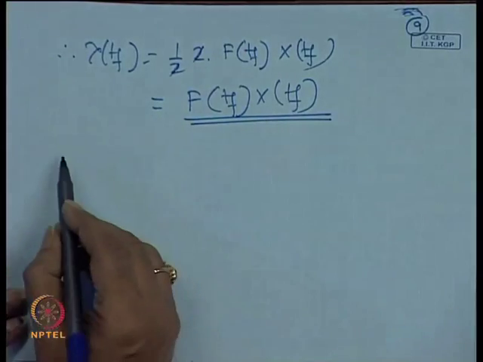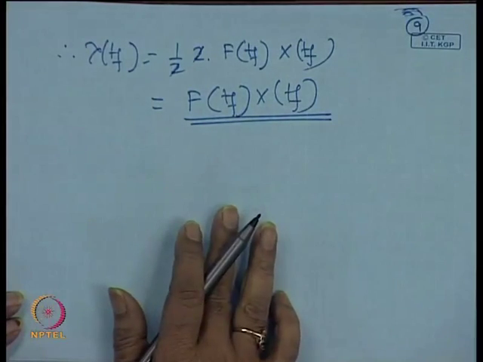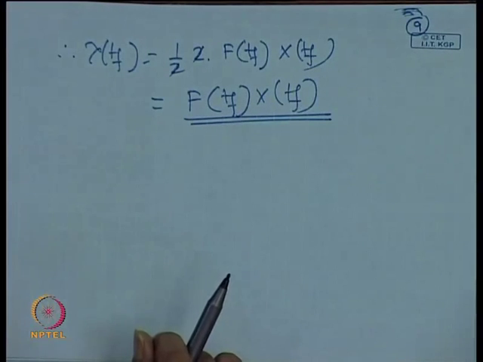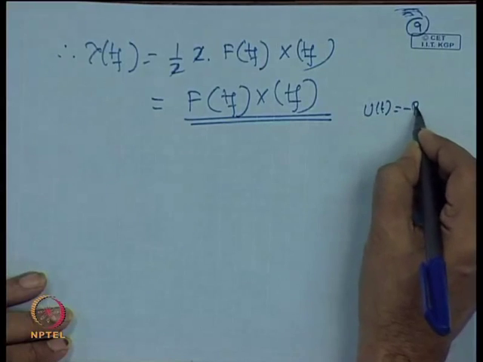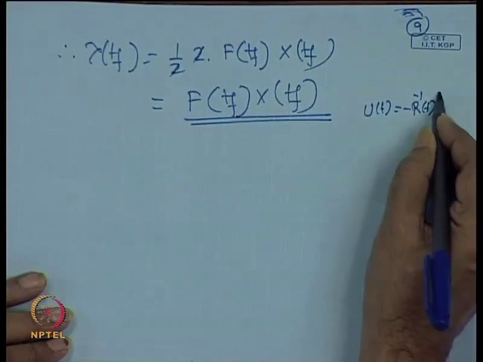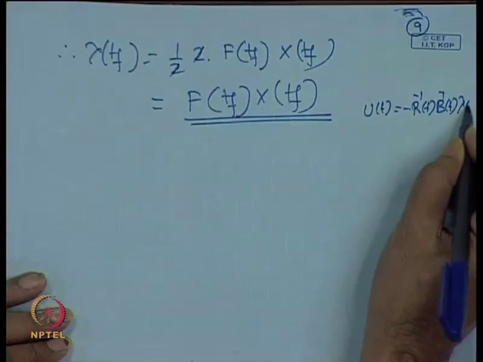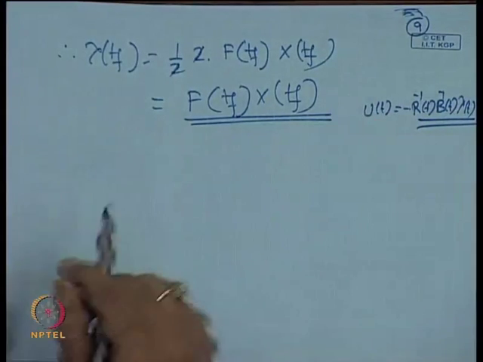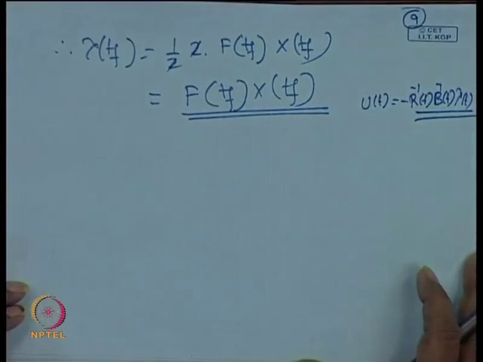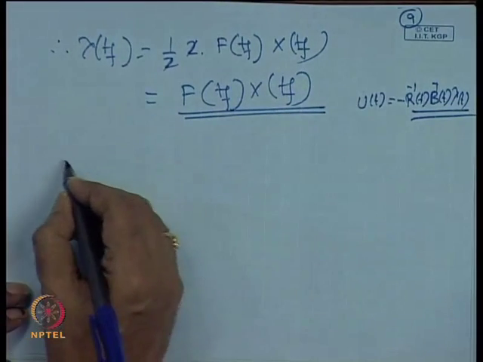So, if you do the block diagram representation of this one, now we can find out our control law. Our control law is minus R inverse B transpose of lambda t. If we know the solution of lambda t, then I can find out the control law. Let us draw the block diagram of this representation.